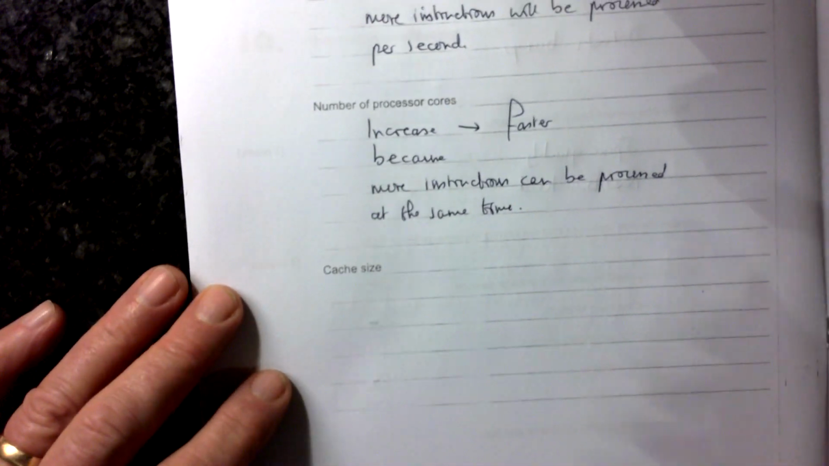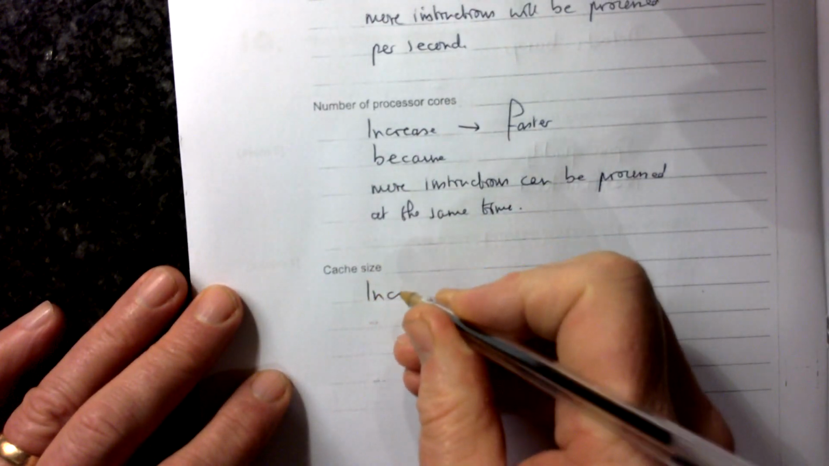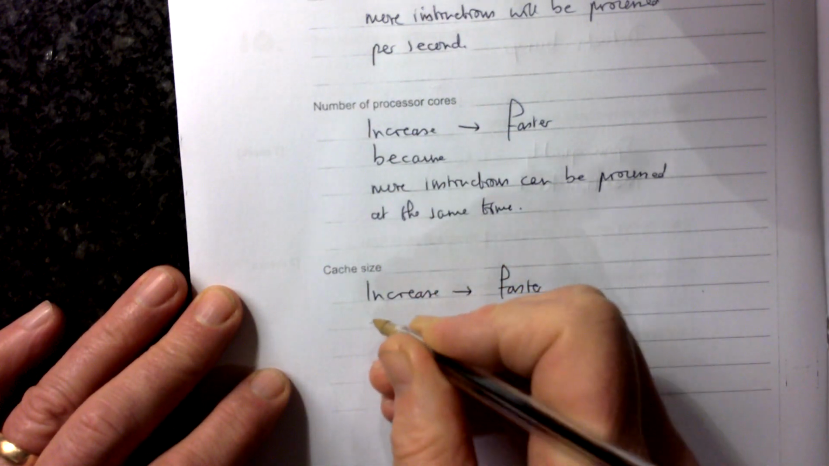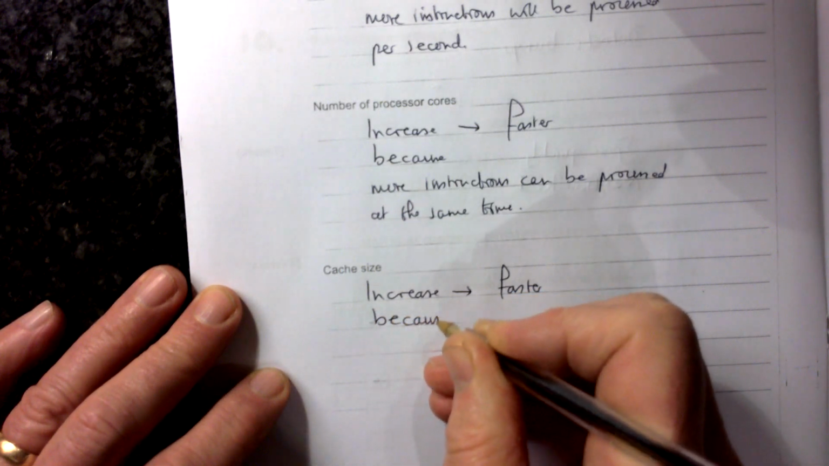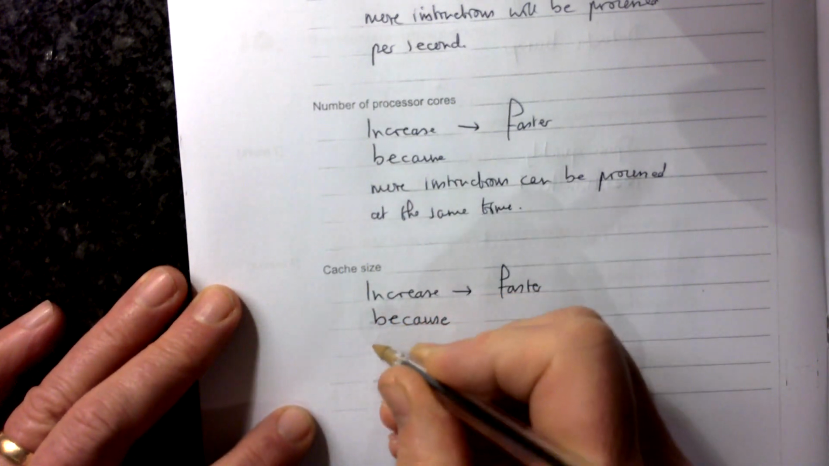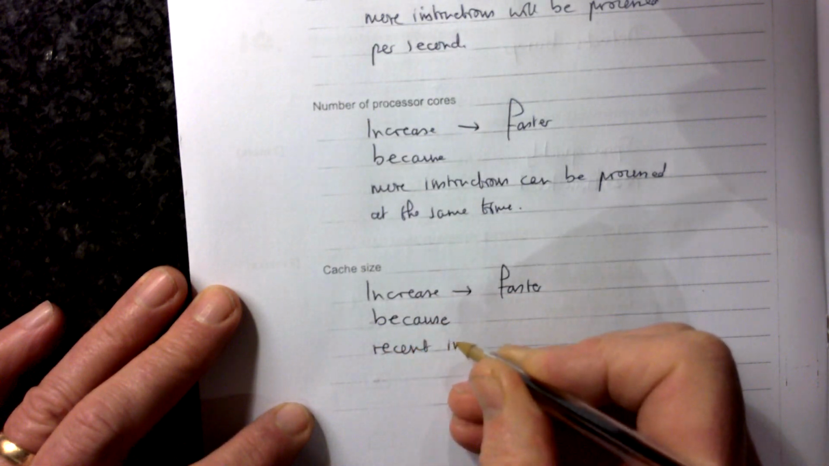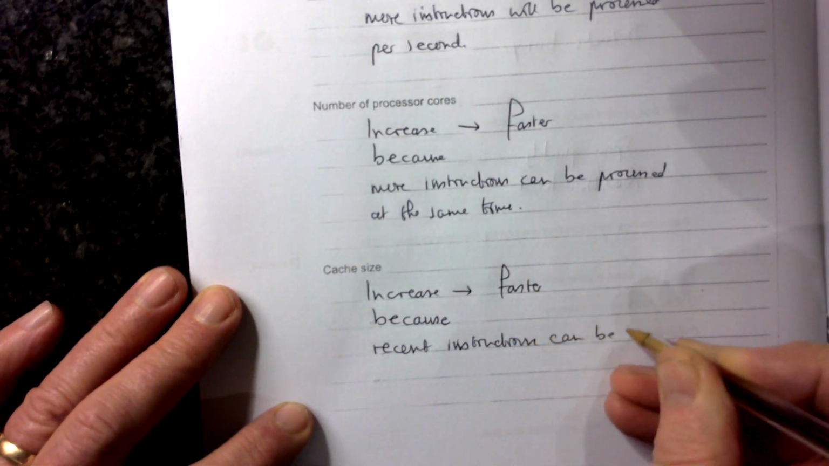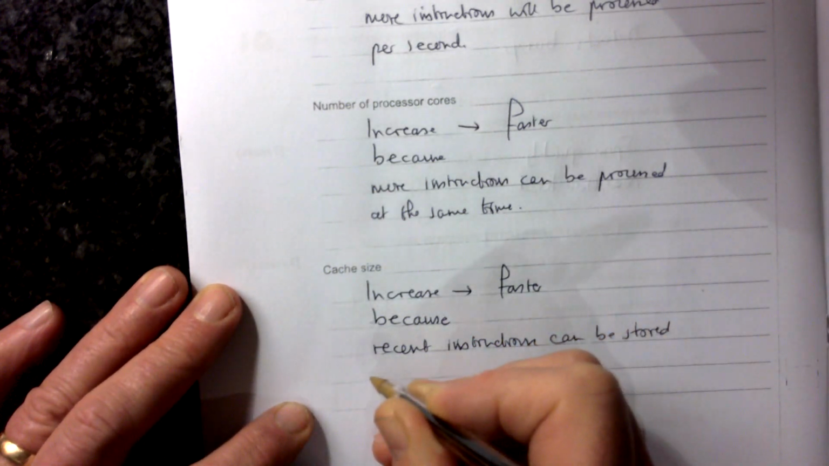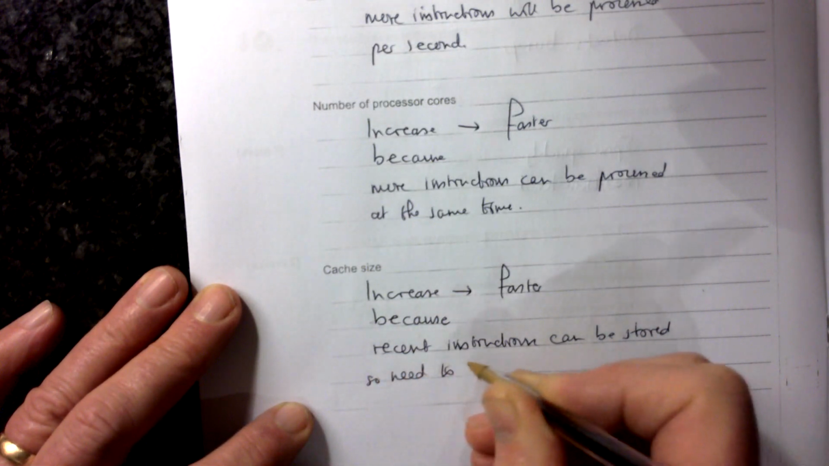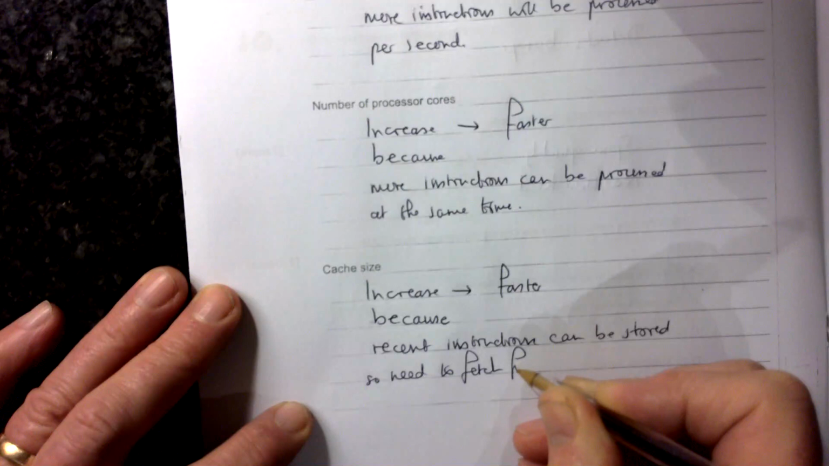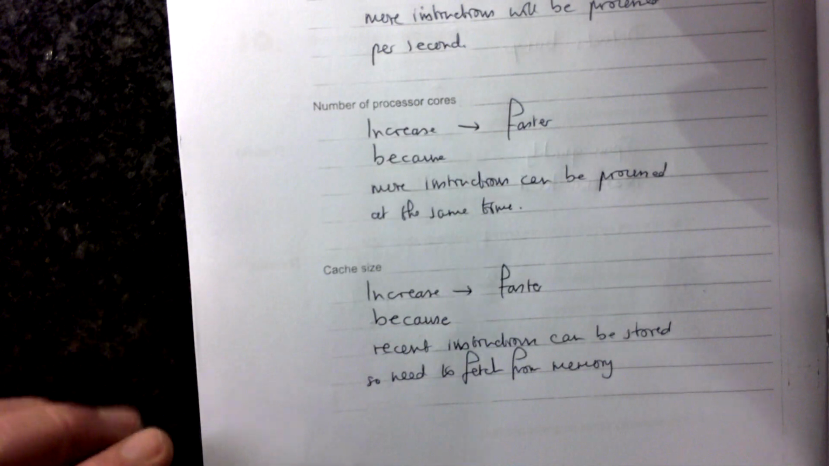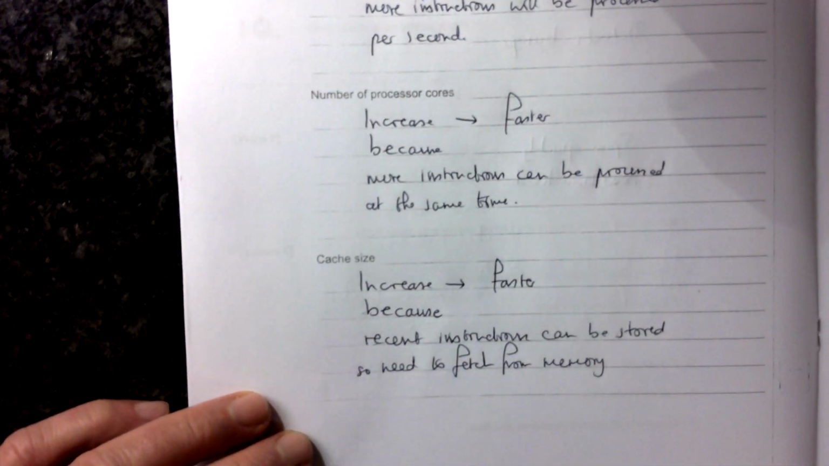Cache size. So increase cache makes the computer go faster, because recent instructions can be stored, so no need to fetch them from memory. They're nearby, so they can be immediately accessed, which means you save on clock cycles bringing in the instructions.